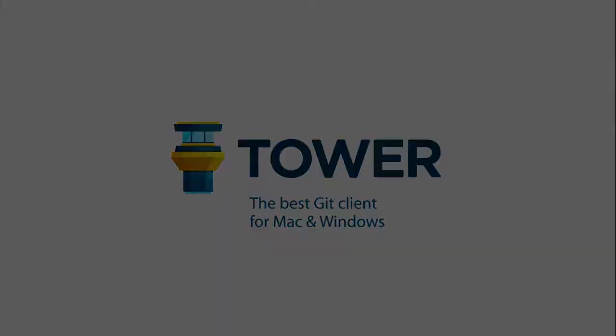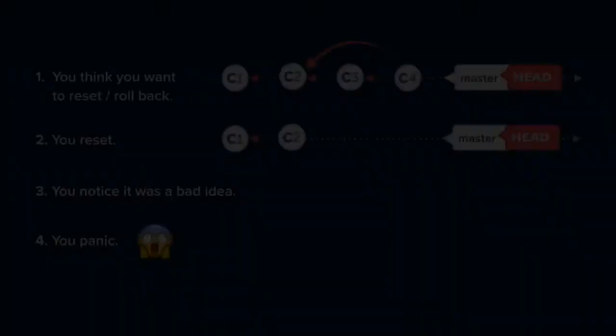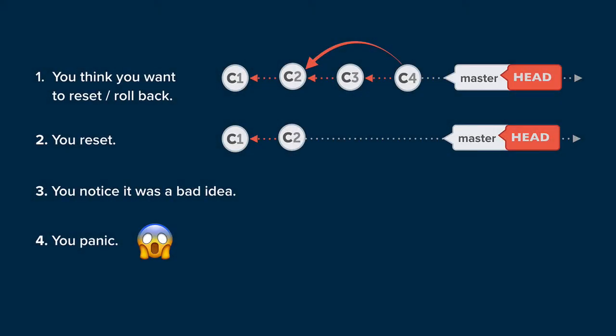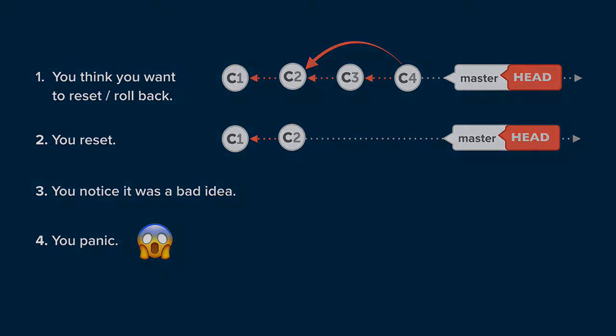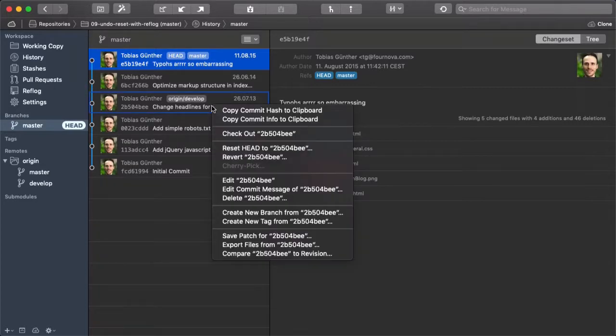In this episode, we're going to recover some commits that we've lost through a Git reset. Here's an example scenario. You might have rolled back your history with a reset command, but as life goes, you might regret this shortly after and wish you hadn't lost those commits. So let's quickly perform a reset that we can then undo.